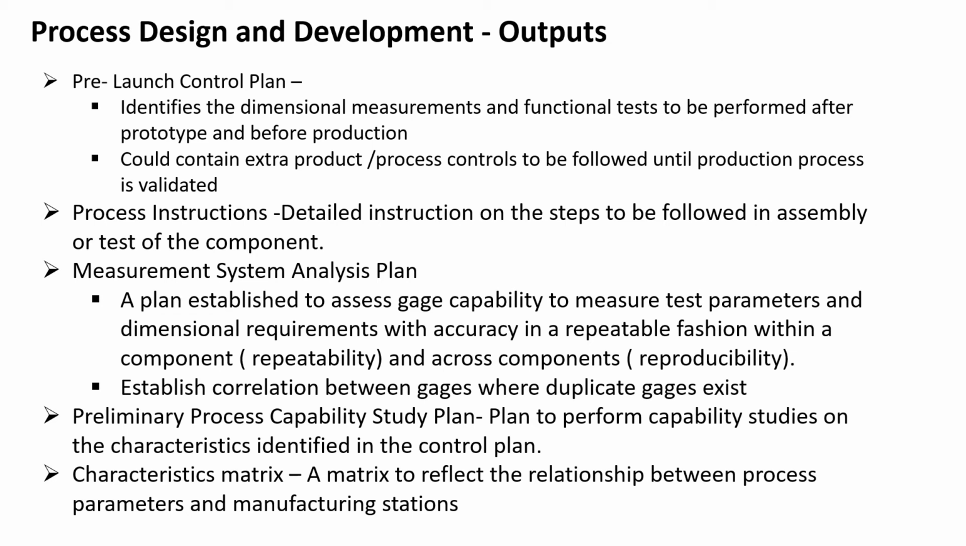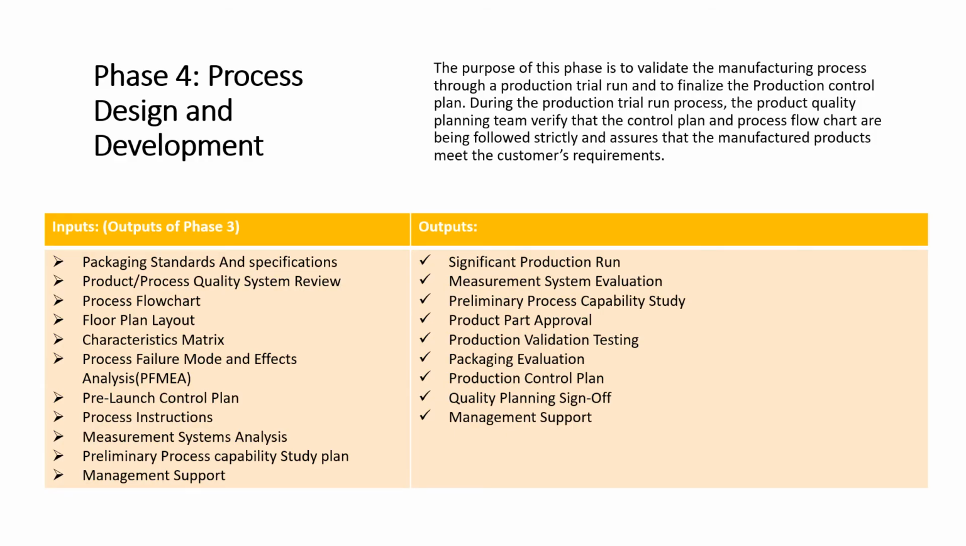And the preliminary process capability study plan. This is nothing but the capability of your process, the capability of your machine, the capability of the entire manufacturing system. So it is the plan to perform capability studies on the characteristics identified in the control plan. The characteristics matrix is a matrix to reflect the relationship between process parameters and manufacturing stations. So your phase 4 is nothing but process design and development validation.